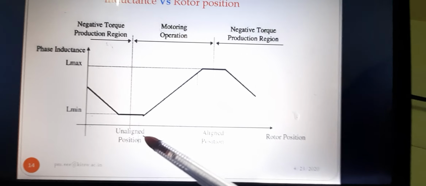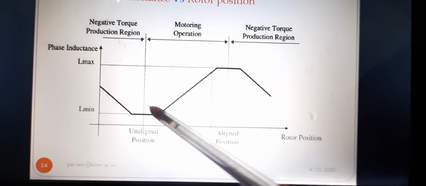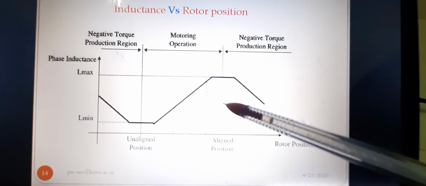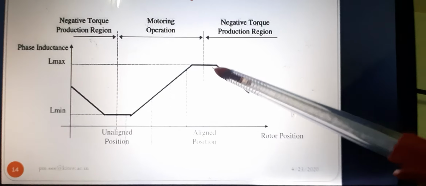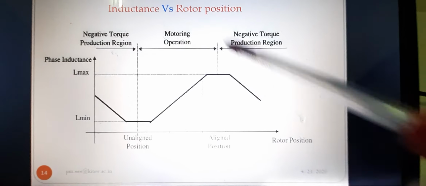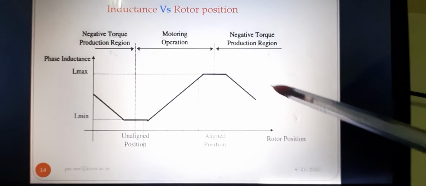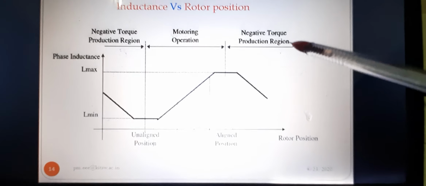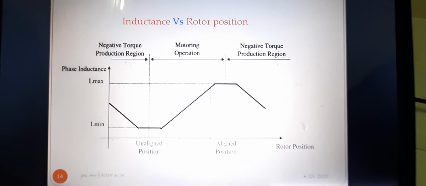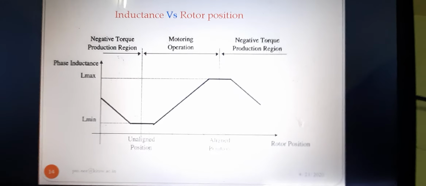Here this is the aligned area, where a slope exists, which means it is an alignment position. Here the maximum inductance occurs, which is the aligned position. A positive slope means motoring operation, and a negative slope means generating operation, which is the negative torque production region. Here the slope is negative, so it represents the generating mode of operation.